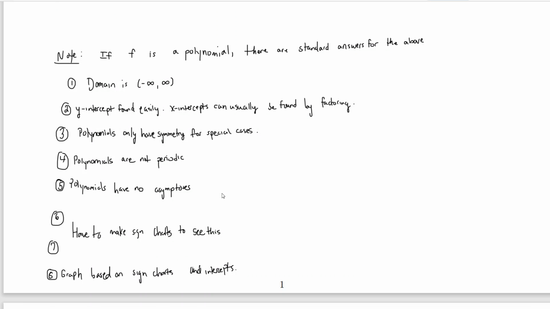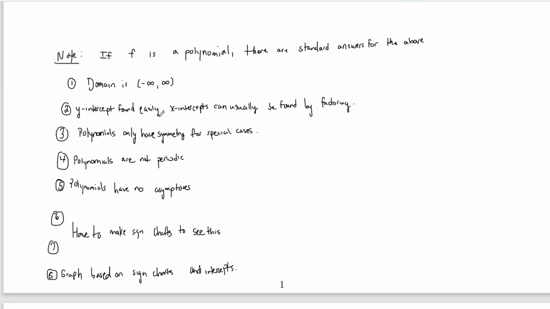Polynomials have no asymptotes. There are no vertical asymptotes because the domain is negative infinity to infinity. There are no horizontal asymptotes because we know the limit as we go to infinity or negative infinity of a polynomial is always infinity or negative infinity. And once again, that's because of how we did it in a previous section. So we don't have to worry about asymptotes for polynomials. Of course, you make the sign charts to figure out where it's increasing, decreasing, local extrema, and concavity. You're just going to have to do that every time. And then you graph based on the sign chart and the intercepts.